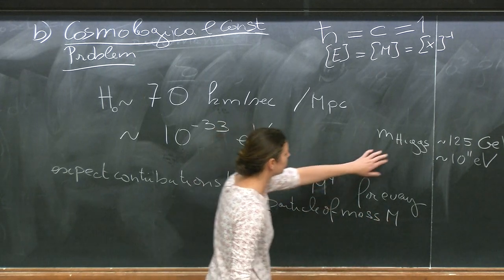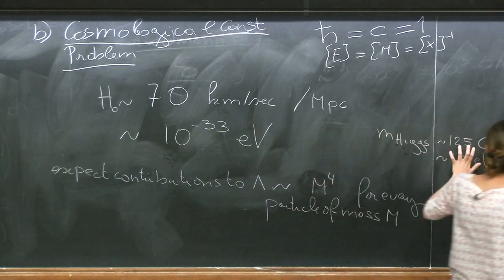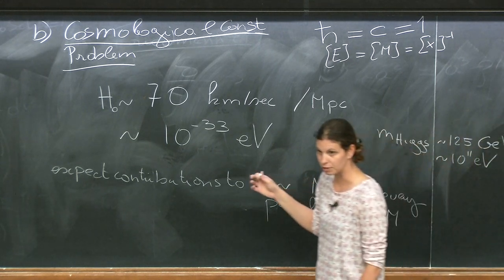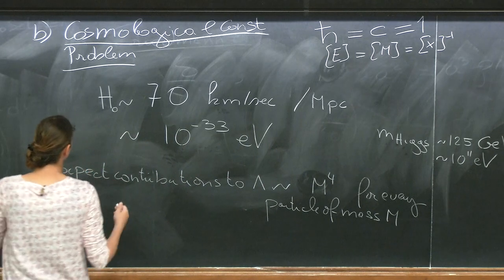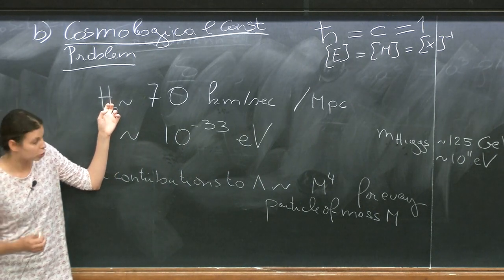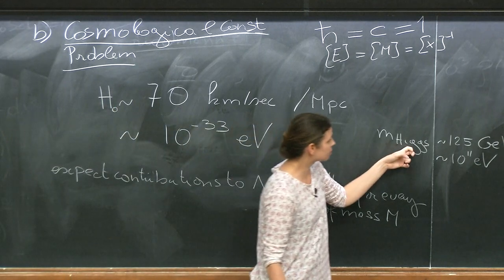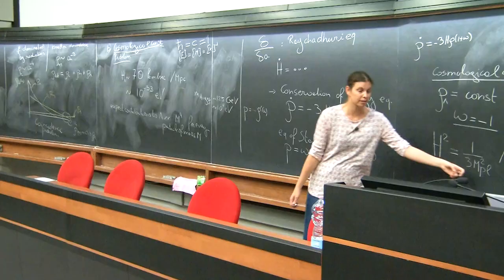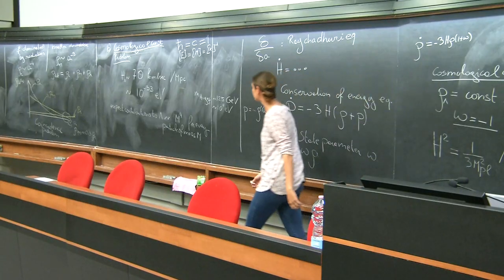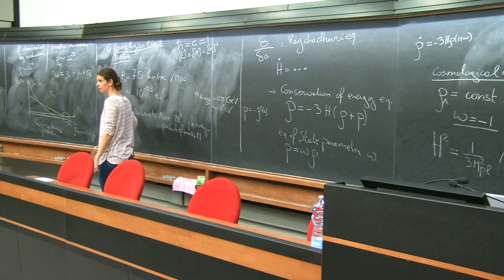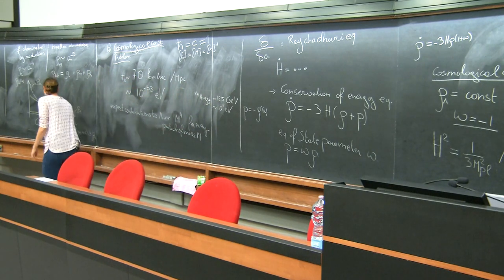So for instance, the Higgs has a mass of around 125 giga electron volt. We would expect it to give a contribution to the cosmological constant, and therefore to the rate of the acceleration of the universe today, which would scale like its mass to the power 4, and then we'll have to divide by the Planck mass squared, but still, we have something which is much larger than what we're observing today.